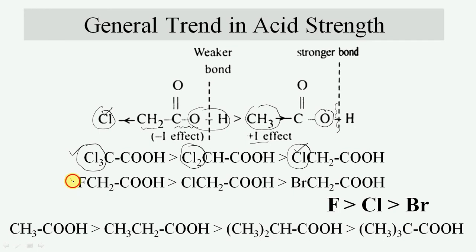In this case, fluoroacetic acid is stronger in comparison to chloroacetic acid, which is in turn stronger in comparison to bromoacetic acid, and the reason is the electronegativity of these substituents. In the case of fluorine, the electronegativity is maximum, so it will draw the electrons of the OH bond toward itself strongly. So in this case, the bond is weaker in comparison to this bond. Here the bond is stronger.